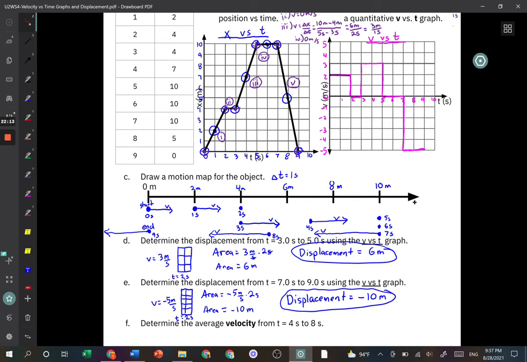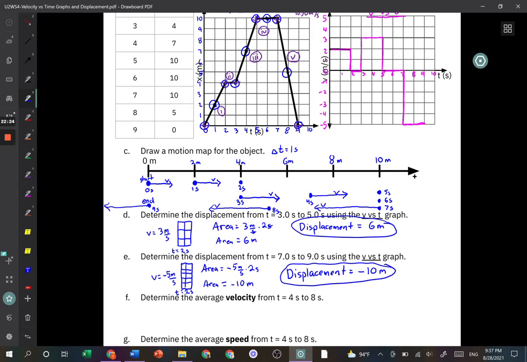We can use that, but another way that we can do that is by looking back at our position versus time graph. Our definition of average velocity is going to be that change in our displacement over that change in a period of time.